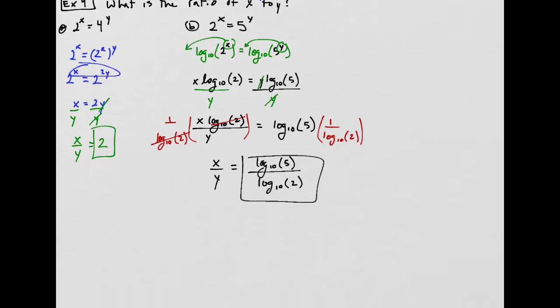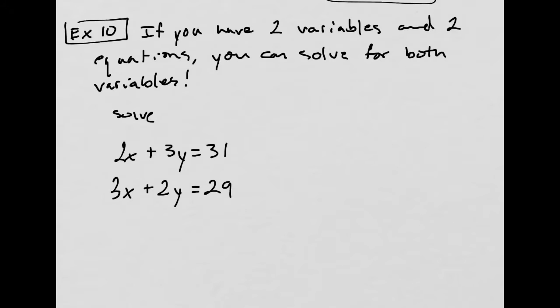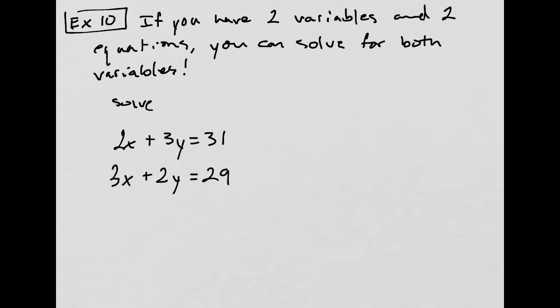Maybe one more example. Systems of equations. Okay, let's look at that. Last one. Systems of equations. They're not very difficult. Hopefully you're comfortable with them by now. But if you have two variables and so two unknown values and two equations, you can solve for both of the values. And that's what we're going to do here.